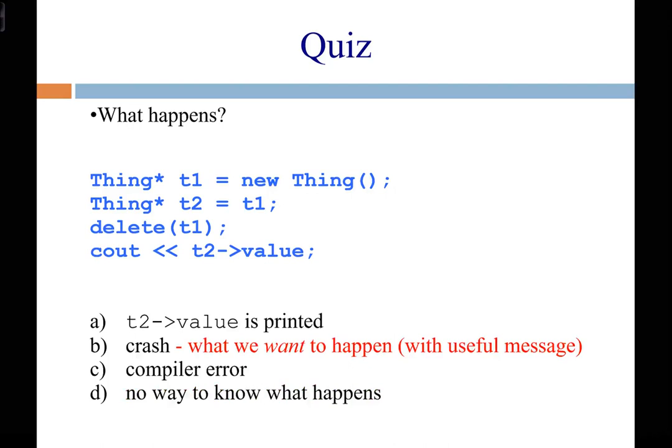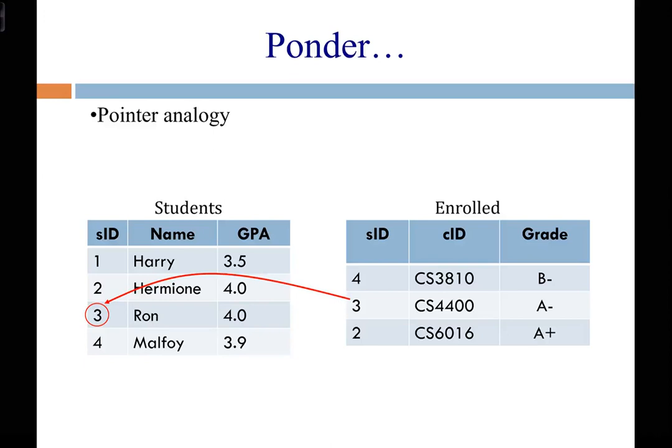Okay, so why did I suddenly show you a little snippet of C++ code? Here's the analogy in a database. SID in the enrolled table is essentially a pointer. So think of it as a pointer. This tuple 3 ron 4.0, that is the object that SID is pointing to.